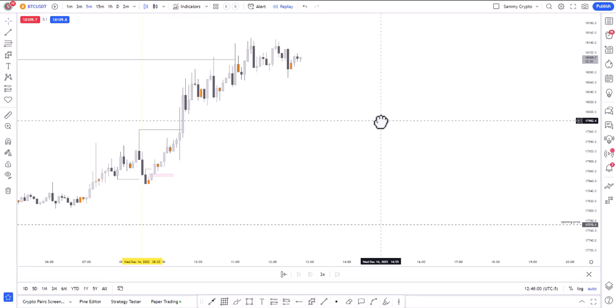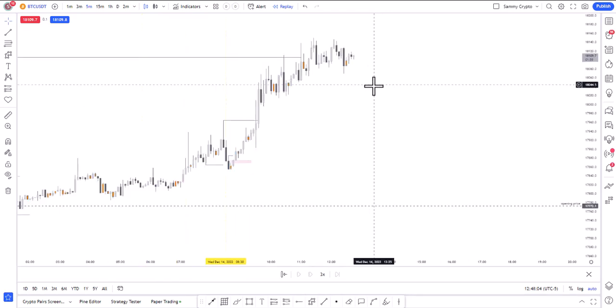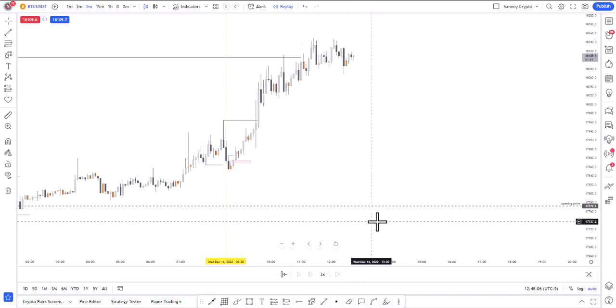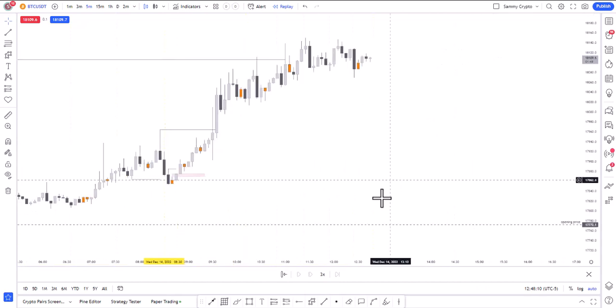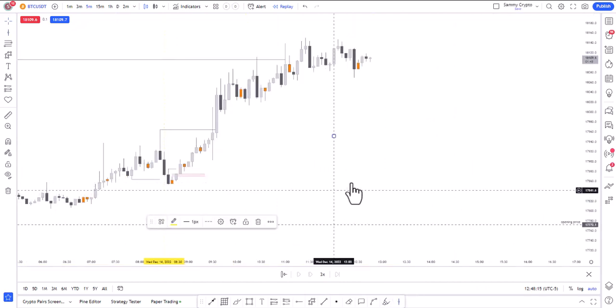2 p.m. New York time will let us decide if it's ready to run above it or ready to run below it. So for now, I'm not trading, and I want to draw attention to this one. So once it gets to 12 p.m. New York time, I mark my line again.